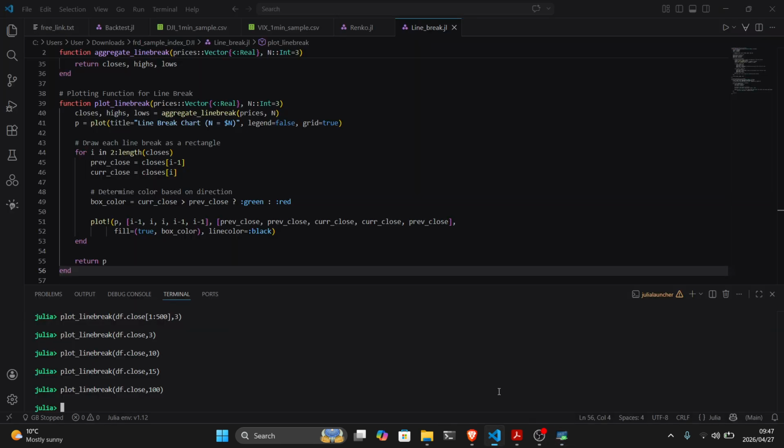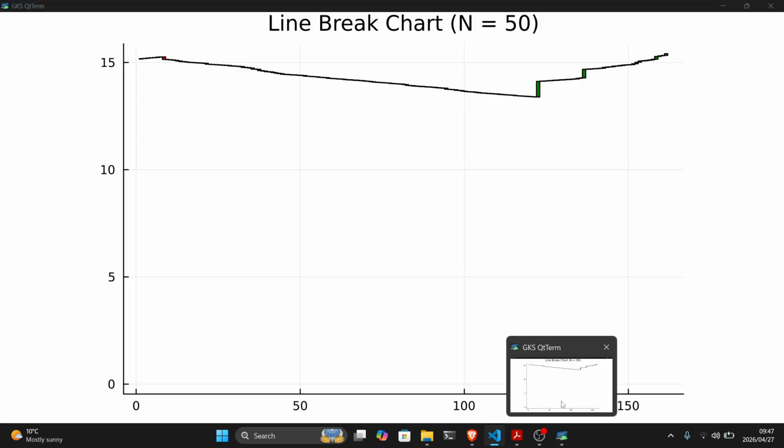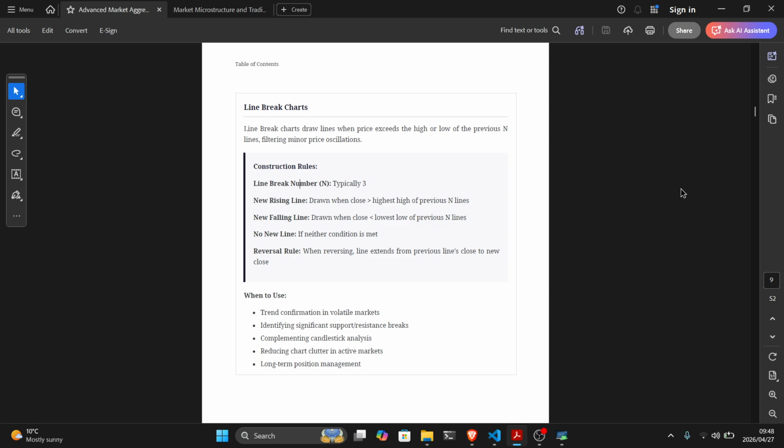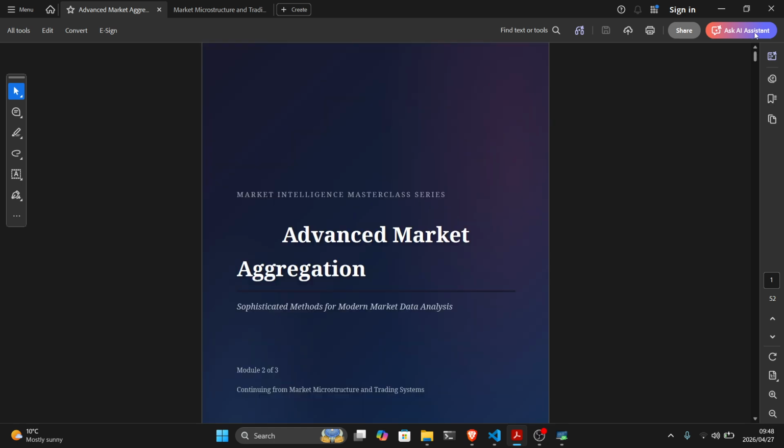I want to try some. I want to see the number in between, 50. Okay. Still looks fairly the same. It's just that there's a little bit more rising lines. But that's about it for today's lessons in aggregation.